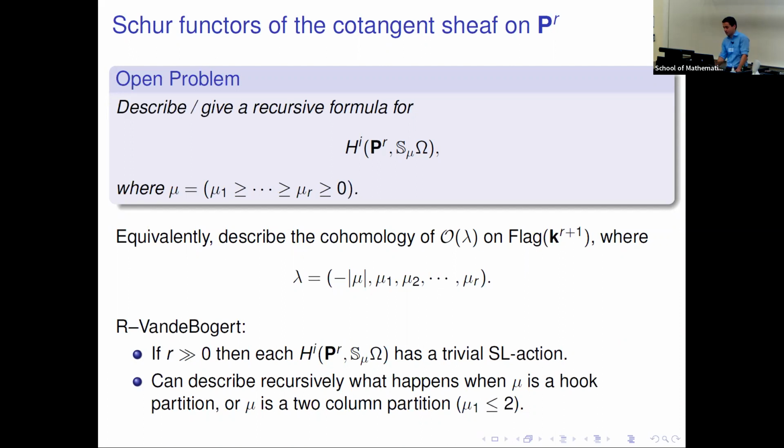Okay. So anyways, I said here that again, this calculation on projective space is equivalent to looking at weights for the complete flag variety that have this form. So mu1, mu2 up to mu r, that's a partition. And then you take the negative of the size of the partition as the first entry. Okay, so these are the kinds of weights where you can show the cohomology has no group structure. So from the representation theory point of view, it is as simple as possible. So maybe it would be a good place to start.